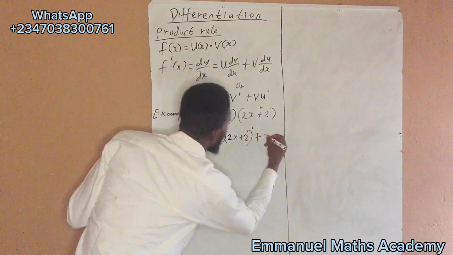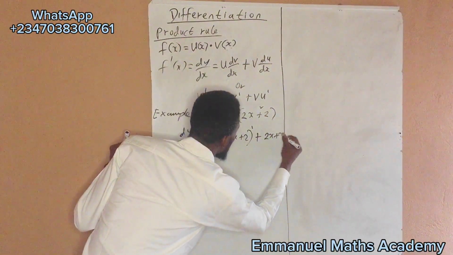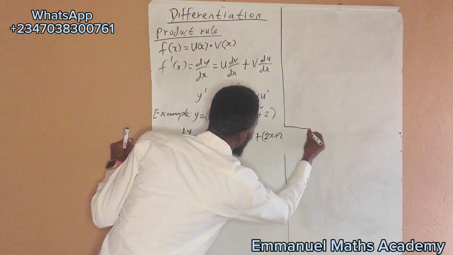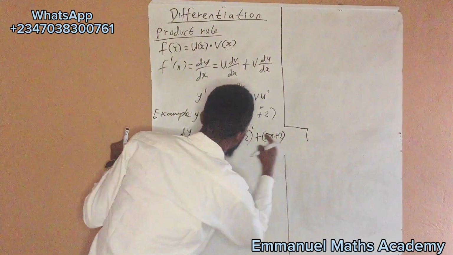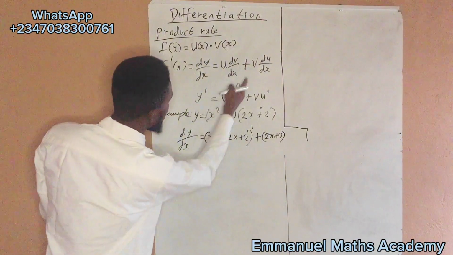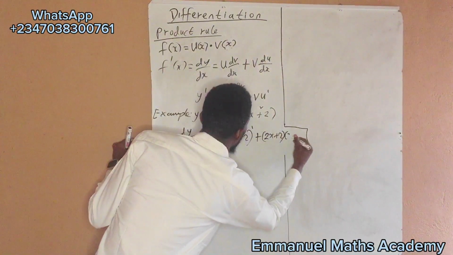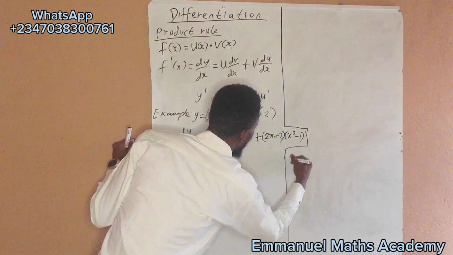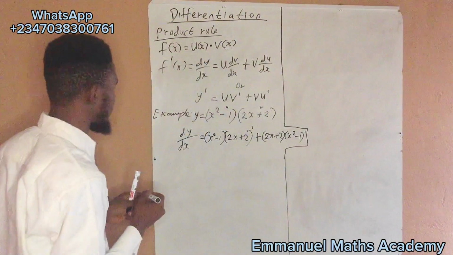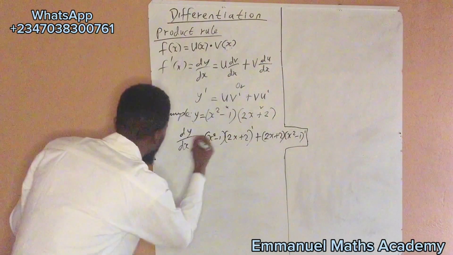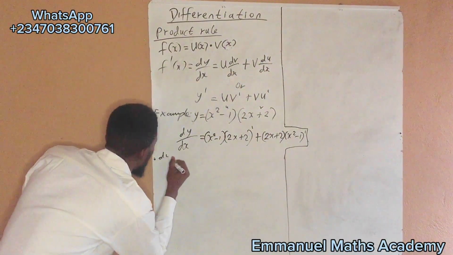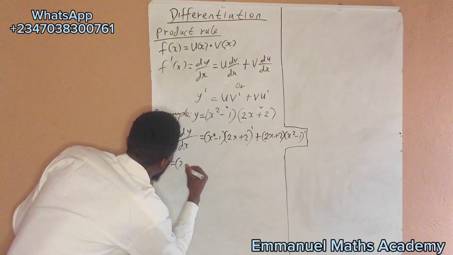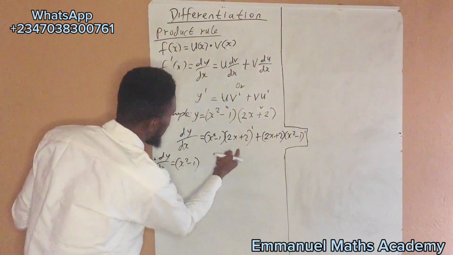What's our v? This, 2x plus 2. You differentiate u with respect to x. This is prime, right? Now, this will give you dy dx equal to x squared minus 1, then differentiating this.